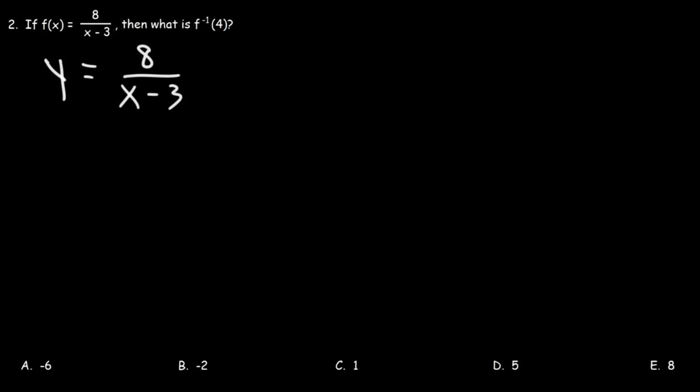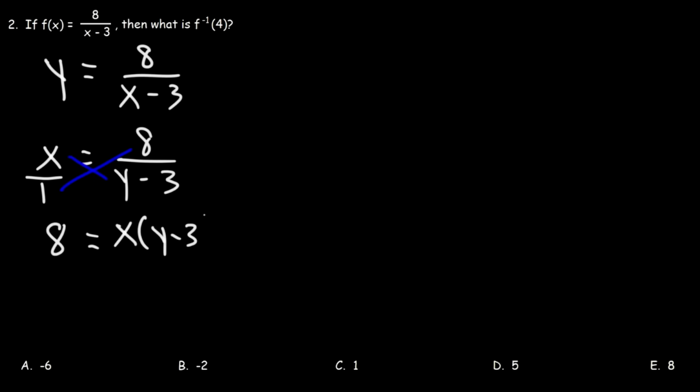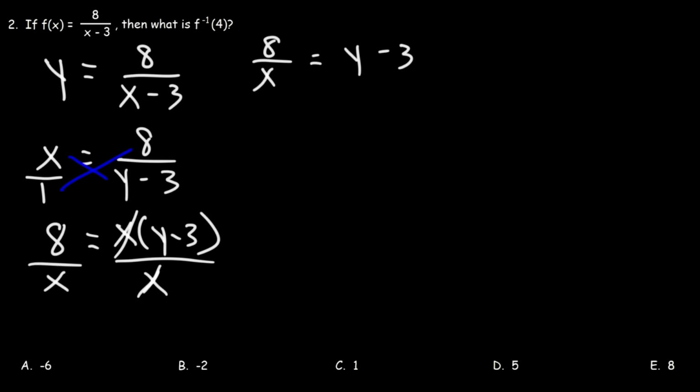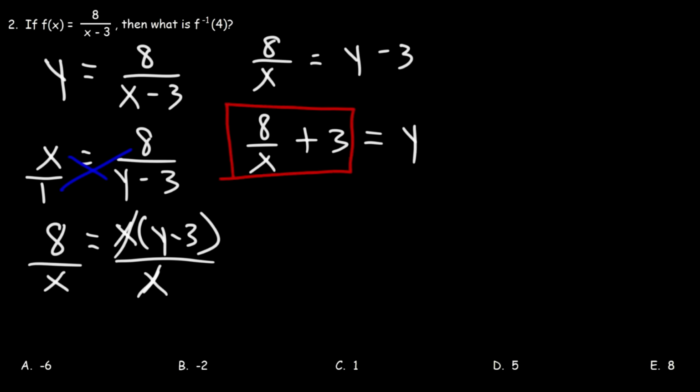Now, to get the inverse function, the next step is to switch x and y. So we're going to have x is equal to 8 over y minus 3. Now, we need to solve for the y variable. So let's put this over 1 and cross multiply. So we're going to have 8 is equal to x times y minus 3. Our next step is to divide both sides by x. So we're going to have 8 over x is equal to y minus 3. Now, let's add 3 to both sides. So we're going to have 8 over x plus 3 is equal to y. So once you solve for y, this is your inverse function. So replace y with f inverse. So we could say that f inverse of x is 8 over x plus 3.